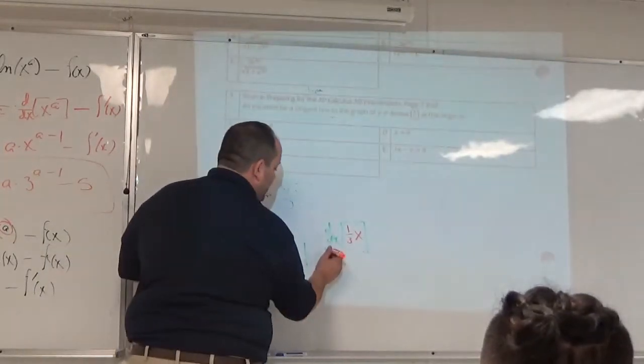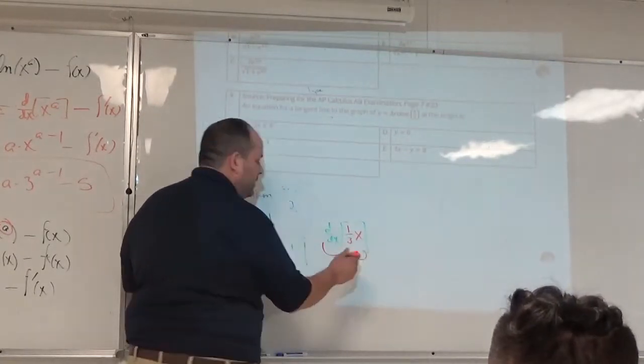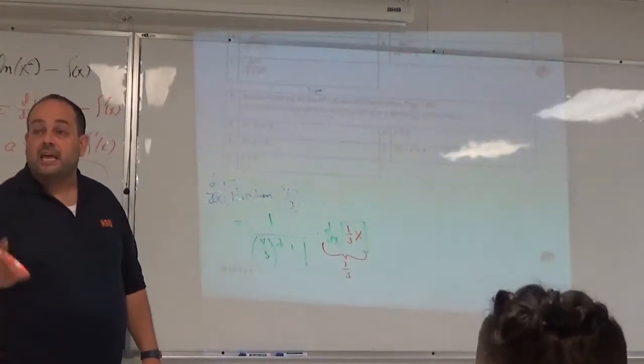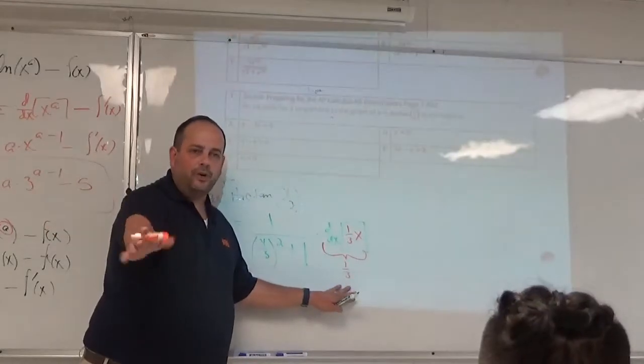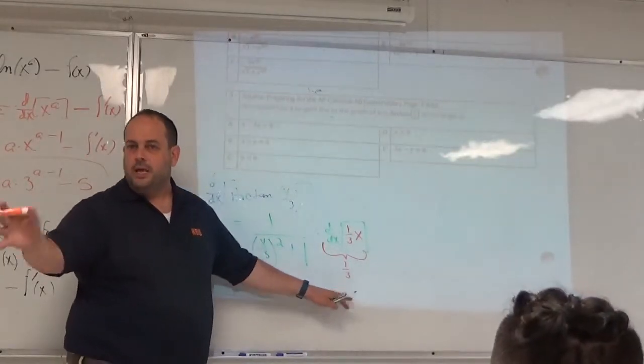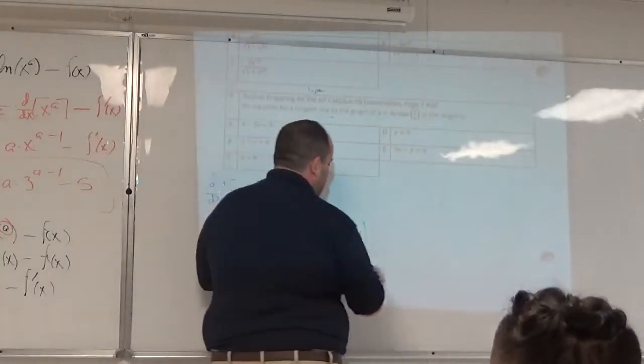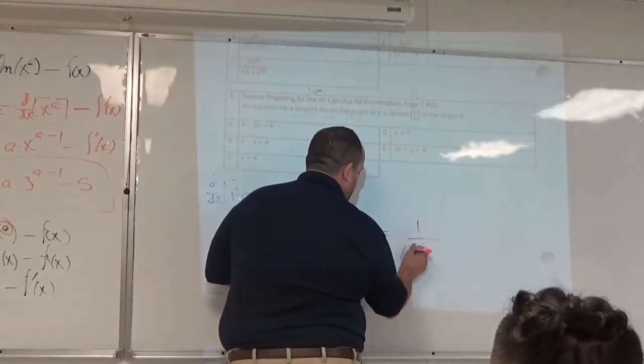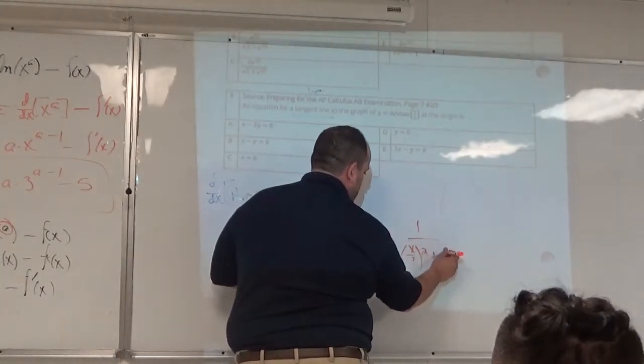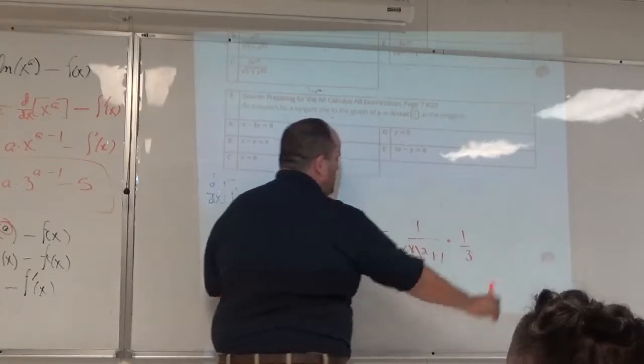And then you skip completely any quotient rule business. If you do the quotient rule, you're going to get 1/3. You're going to write it probably as 3/9, but it's the same thing. So you've got now 1 over x over 3 squared plus 1 times 1/3.